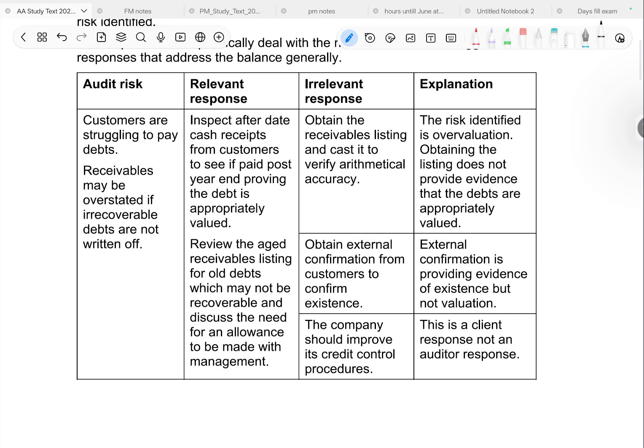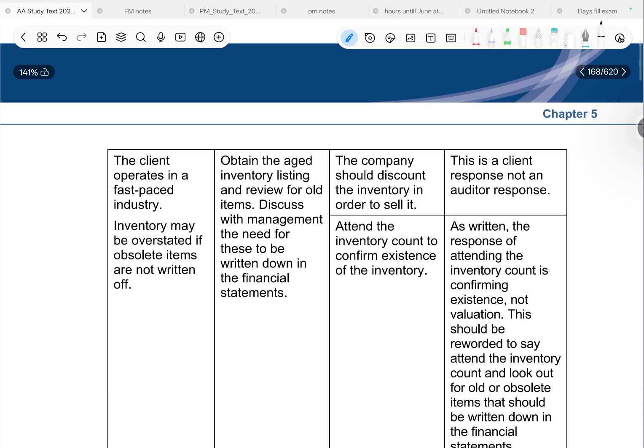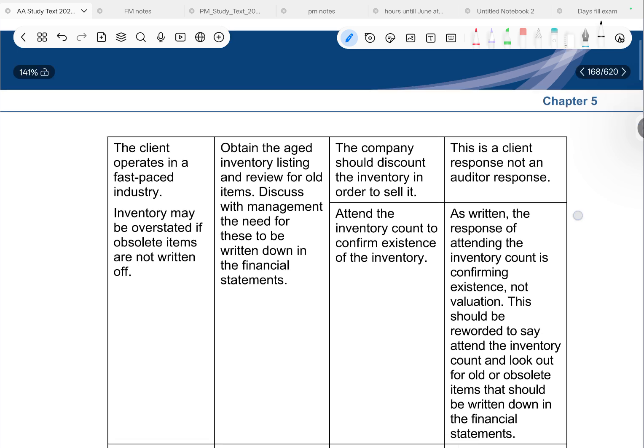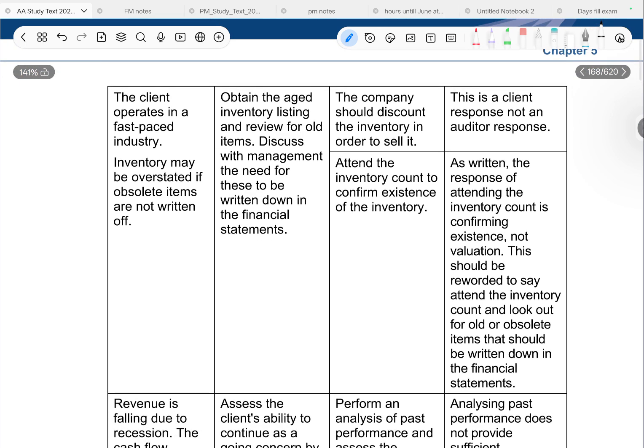However, simply checking the arithmetic accuracy of the receivables listing is not relevant as it does not address valuation. Similarly, sending receivables confirmations only checks existence, not valuation. Suggesting improvements in credit control is also incorrect, as that is a management action, not an auditor response. Second, if the client operates in a fast paced industry, there's a risk that inventory may be overstated if obsolete items are not written off.